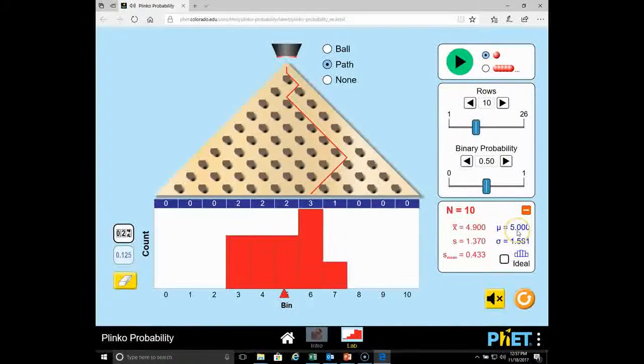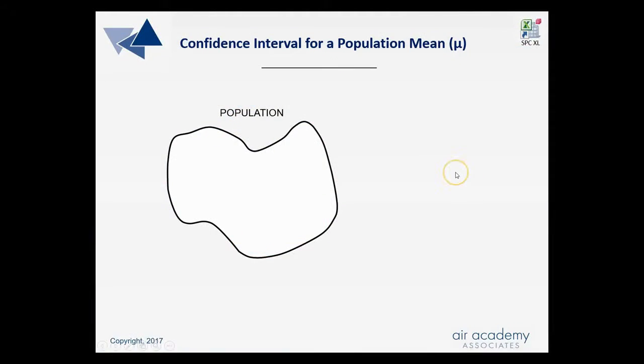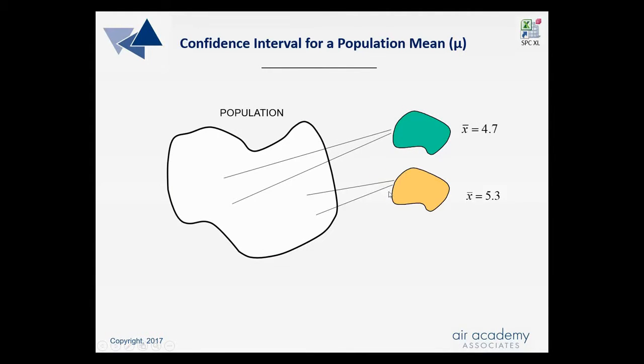Now the underlying population mean, I might just tell you once more, it is 5. Notice that the sample averages we got were 4.7, 5.3, and 4.9. None of those sample averages were the same as the population mean. So the little Plinko probability simulator allowed us to generate 3 samples fairly quickly. The first sample gave us an average of 4.7, the second sample gave us an average of 5.3, and the third sample gave us an average of 4.9.